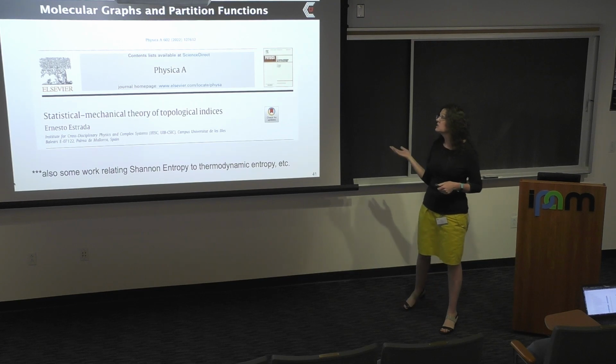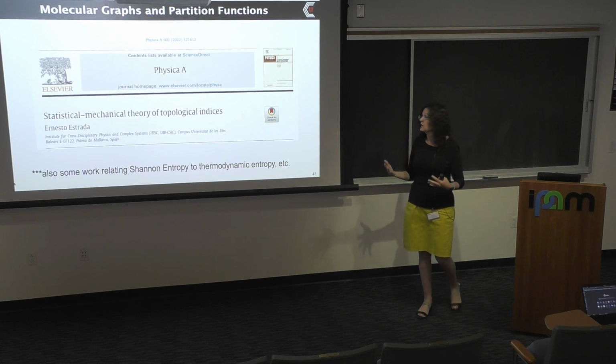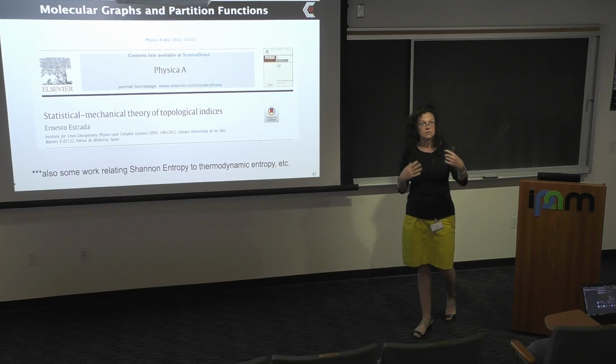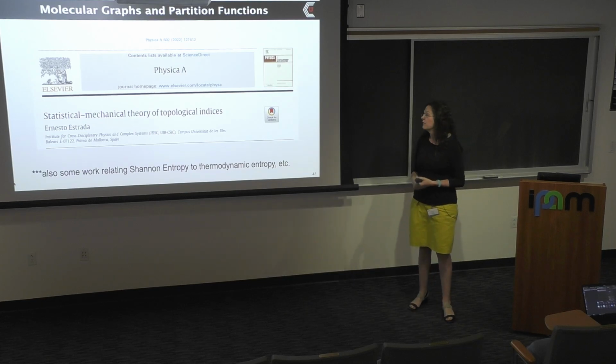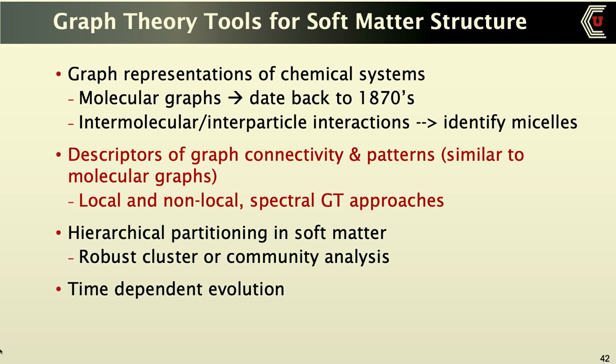And I would say that this is still a very active area of research, but within a very small community, you can even connect different types of topological indices to different statistical mechanical theories. Ernesto Estrada has been working in this area for a long time, but his academic lineage goes back to the Eastern Bloc pioneers of a lot of topological indices for molecular systems. There's also been some work relating Shannon entropy to thermodynamic entropy and things like this.